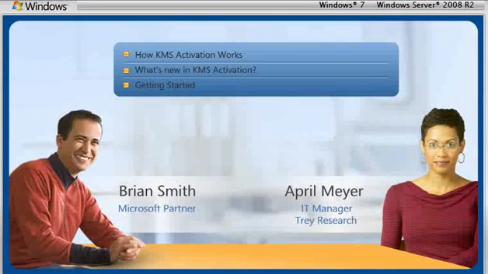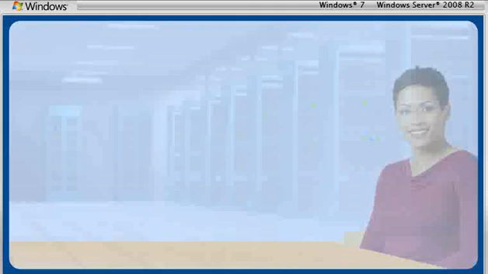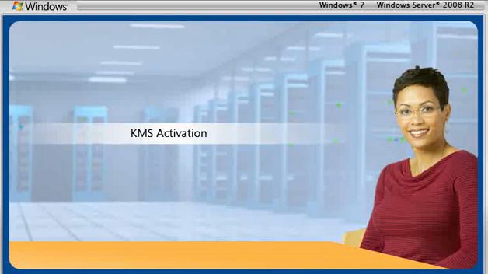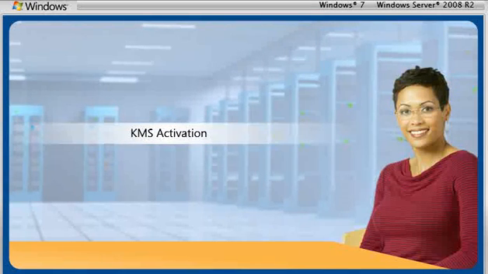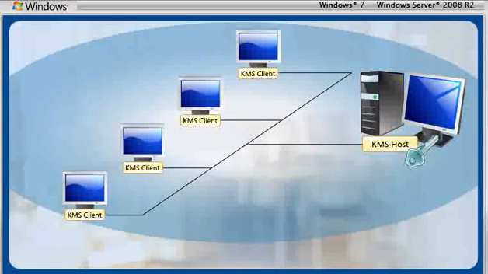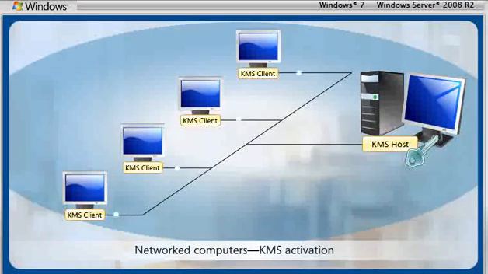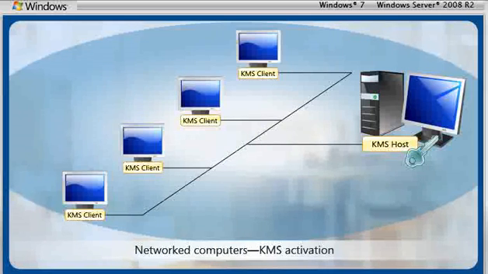This video provides an overview of how companies like Trey Research, which plan to upgrade their networked computers to Windows 7, can use the KMS activation model for deployment. So you suggest that we opt for the Key Management Service, or KMS activation? That's right. Since all the computers have access to the company network, you can use KMS to activate the computers in your own internal environment.